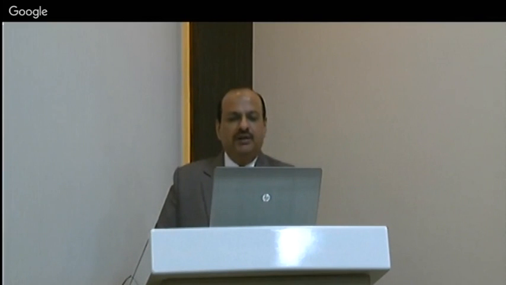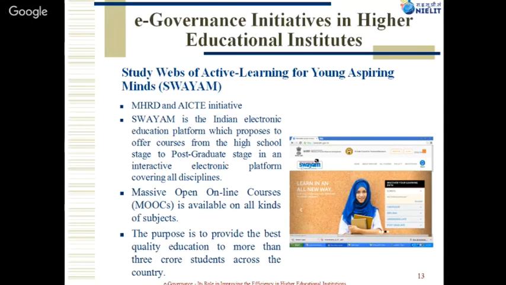Some initiatives already taken by the Government of India in education: the first one is SWAYAM, that is Study Webs of Active Learning for Young Aspiring Minds. It is an initiative of MHRD and AICTE that provides courses varying from high school level to the post graduate stage in an interactive electronic mode. MOOC, which is widely known as massive open online courses. Courses are available in almost all subjects on their website. It is a government website. The purpose is to provide best quality education to more than 3 crore students across the country. So online registration is there. You can enroll; videos, lectures, course material, everything is available that can be used. This is one area where the government has taken initiative.